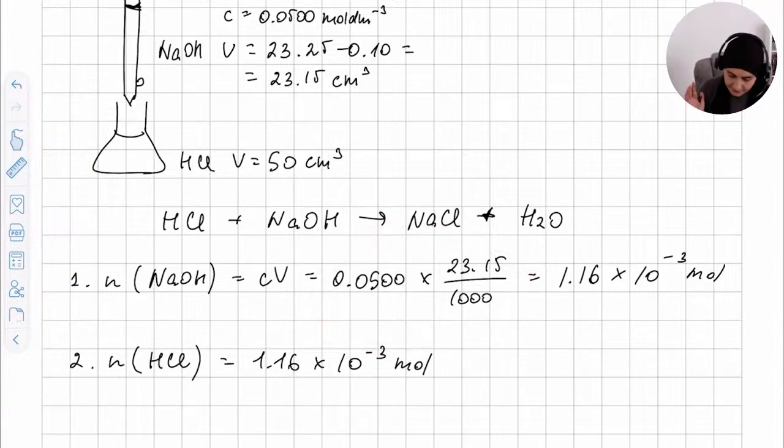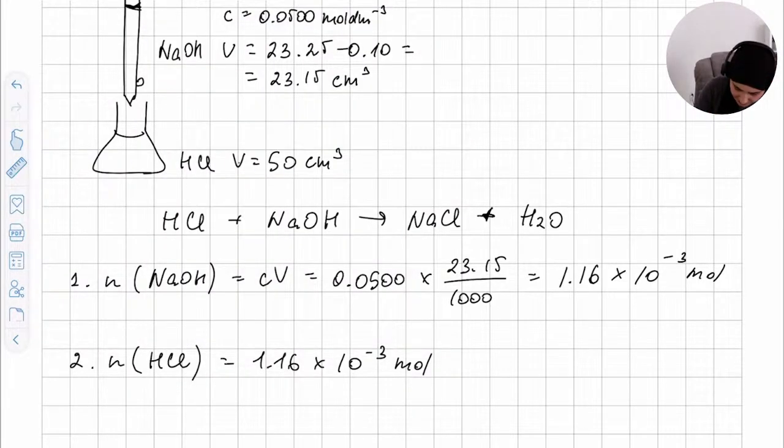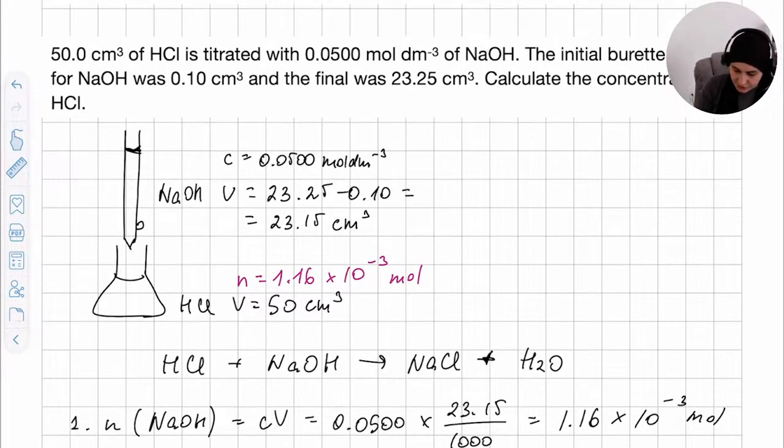Okay, and then next. So now, what do we know now? So now we found the moles of HCl here. So now we know that in that conical flask, we have 1.16 times 10 to the minus 3 moles of HCl. Well, and then what? Then what do we need to find? We need to find concentration of HCl. I would assume it's mole per cubic decimeter. That's like the default units for concentration.